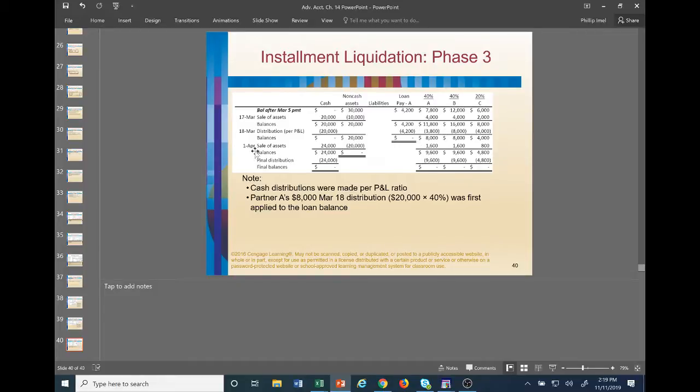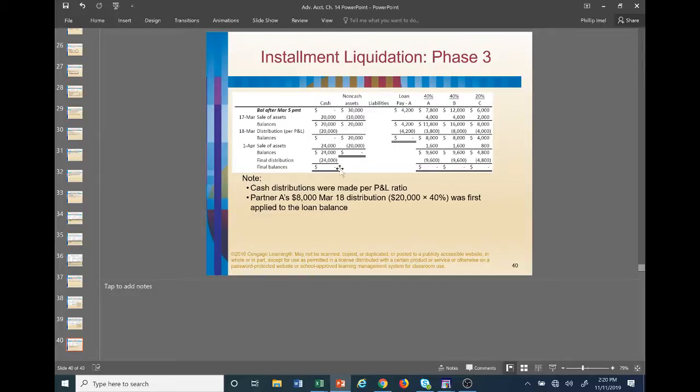Then again on April 1st, we had another sale of assets. Once again at a gain of $4,000 because we received cash of $24,000. And we sold a book value of assets of $20,000. So once again, this is going to be allocated based upon the P&L ratios. So once again, now we have a balance of $24,000 of cash, no non-cash assets, and no liabilities. The loan has been satisfied for partner A.